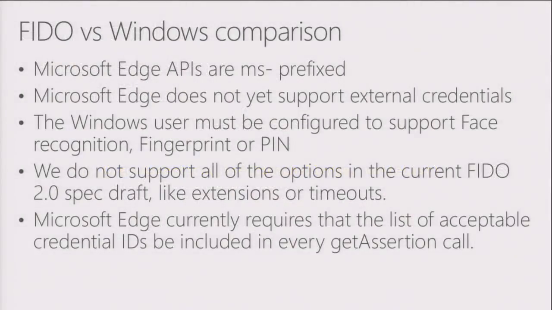So when we compare what's in Windows today to where the spec is today and where we think the spec is going to land in the near future. First thing is that the Microsoft APIs are MS prefixed. And we did this because we knew at the time we were implementing an experimental API. This was primarily targeted towards prototyping. That will change over time. That is on our roadmap.